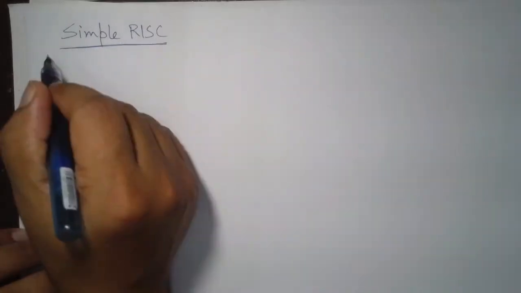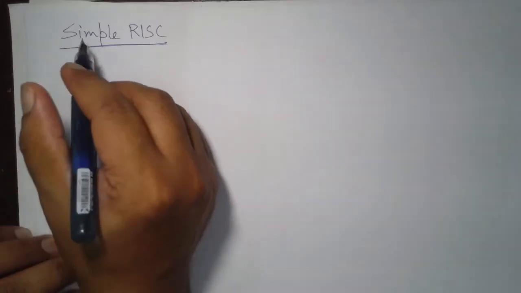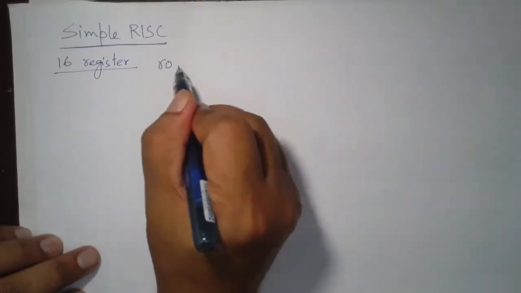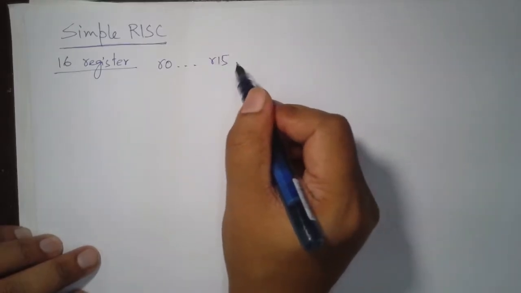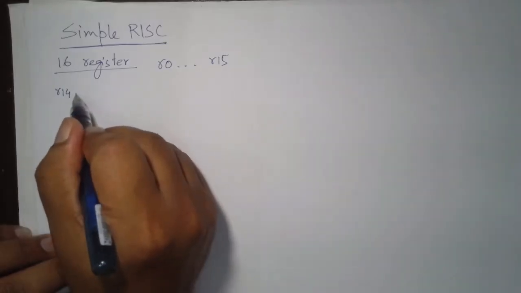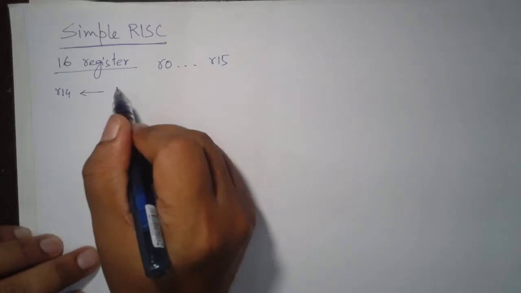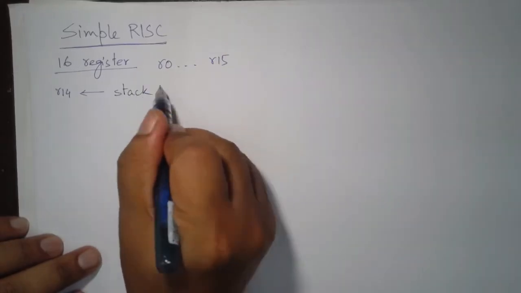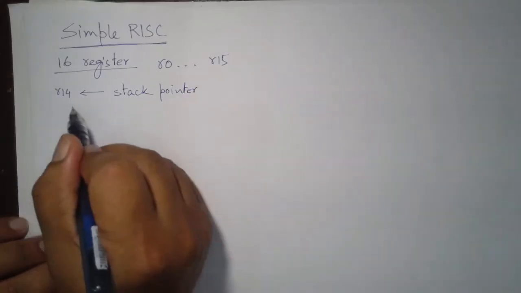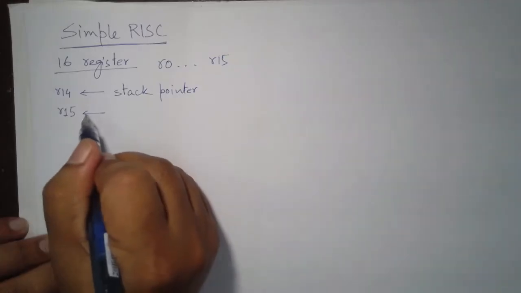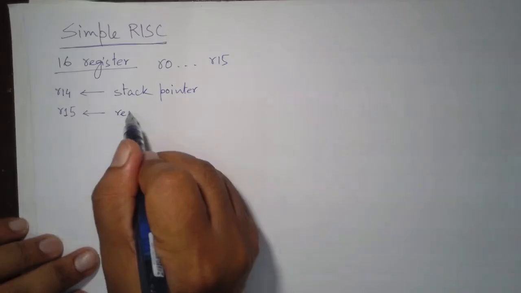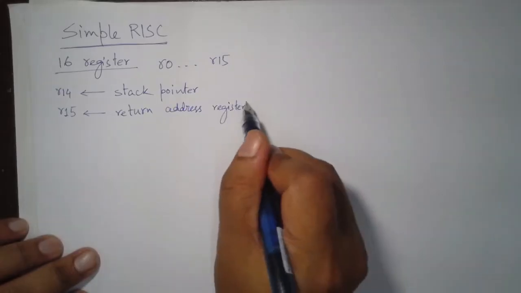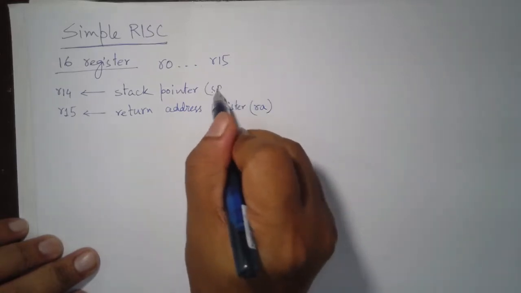Okay. So in our simple RISC, we will have 16 registers. All right, very much like ARM, and these registers will be numbered from R0 to R15, and let's specify that R14 will be a register which will do the task of stack pointer. So basically it's a special register used for stack pointing. All right. Then we will have another register R15, and this will be used as the return address register. So we will call it RA, and this is SP, stack pointer, and return address register.